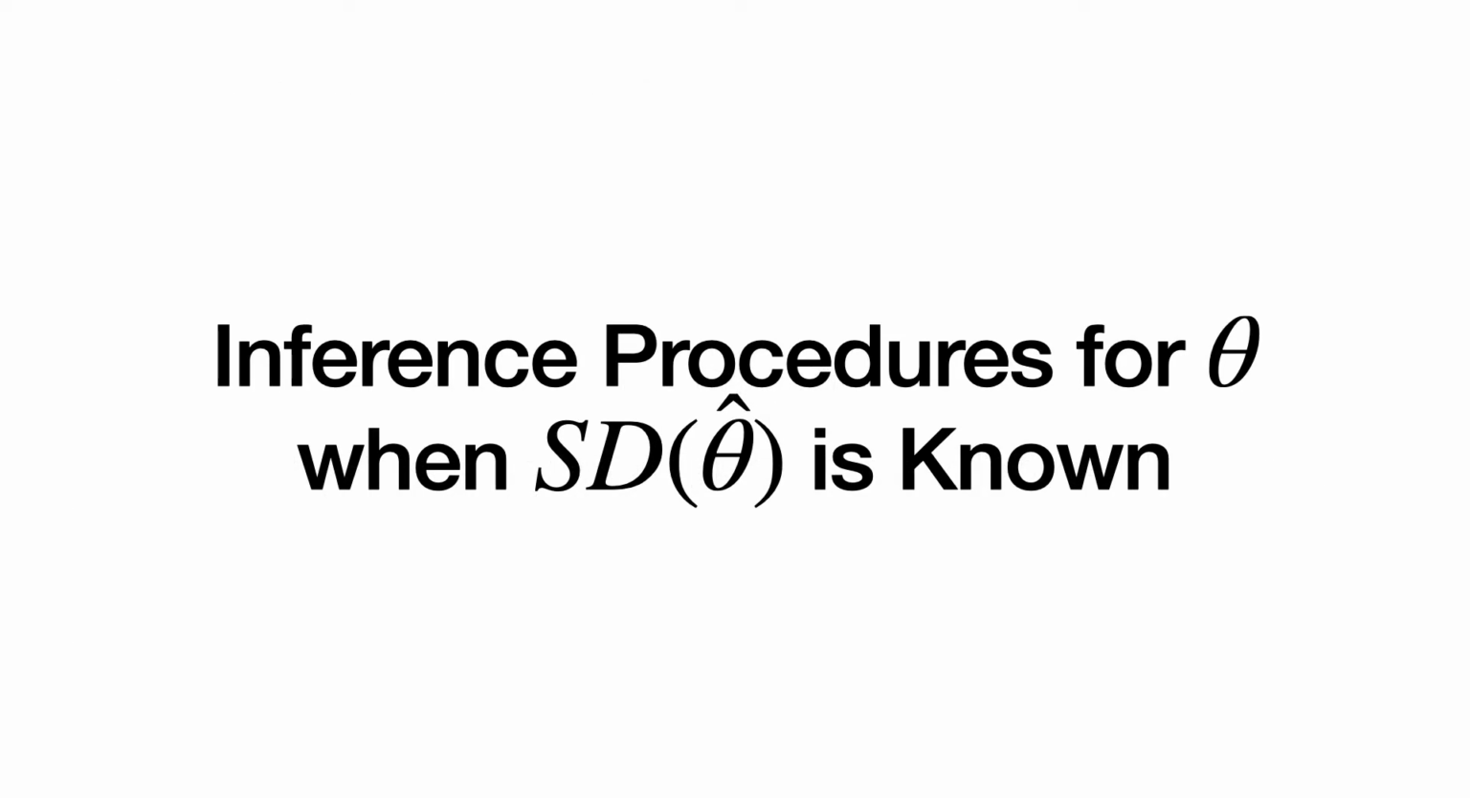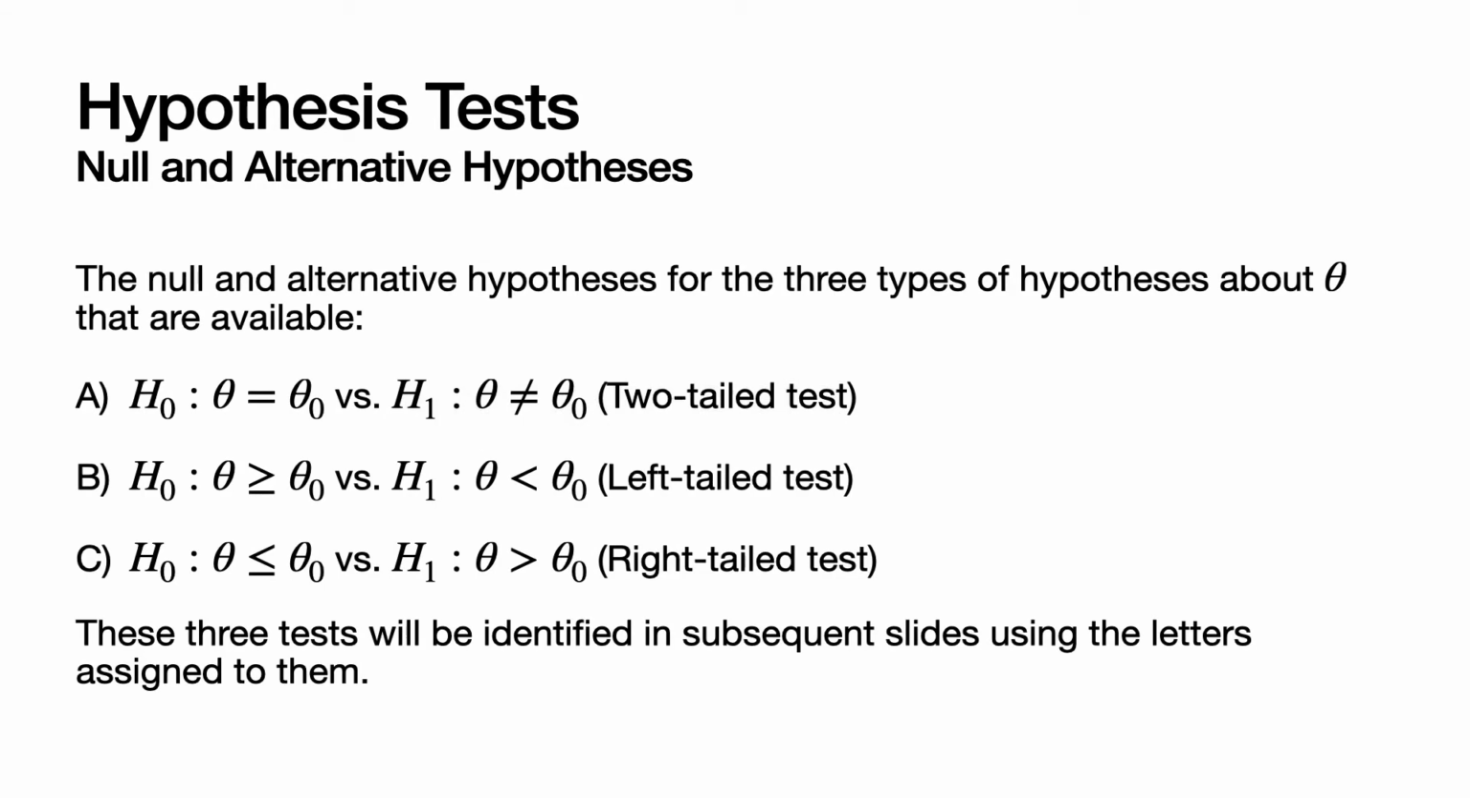And so let's take a look at these inference procedures for theta when the standard deviation of theta hat is known. We'll first look at hypothesis tests. So there are going to be 3 types of hypotheses that we can test about theta. Now I've labeled them A, B, and C on this slide so that we can refer back to them easily by letter when we look at some subsequent slides, for example, when we're looking at rejection criteria.